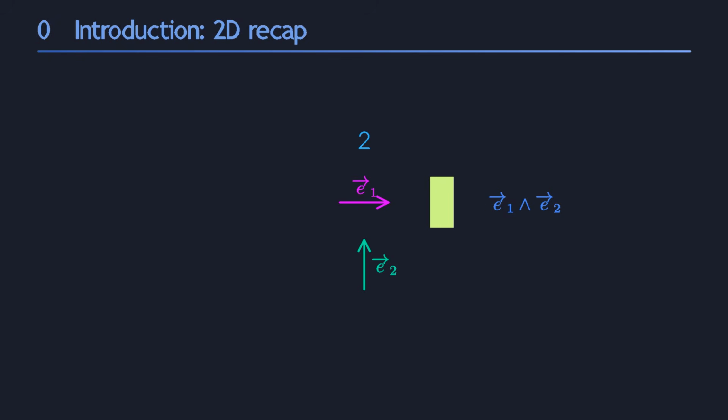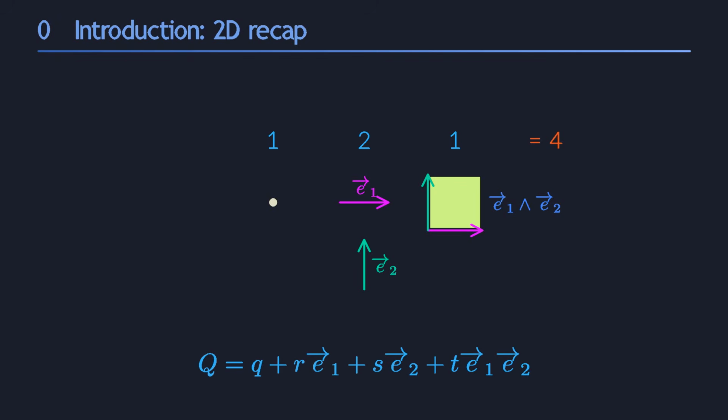We can wedge them together into a little unit square, the basis bivector. We also have the real numbers, and that's all of the elements of our Clifford algebra. We get 4 basis elements in total, from which all other multivectors are constructed as linear combinations. We captured these numbers in the second row of the Pascal triangle.